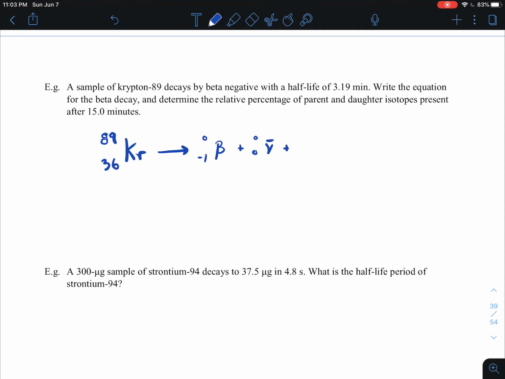I'm going to do this in a slightly different order, but it really doesn't matter. And the daughter product would be 89 and 37. And if you look at element number 37 on the periodic table, we're jumping from krypton all the way up to rubidium, Rb.